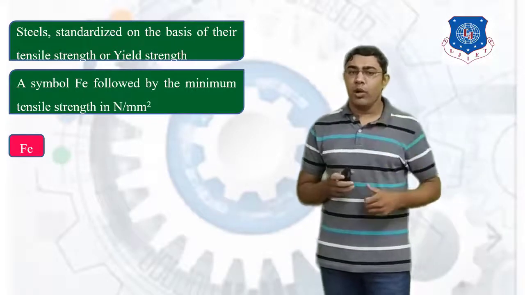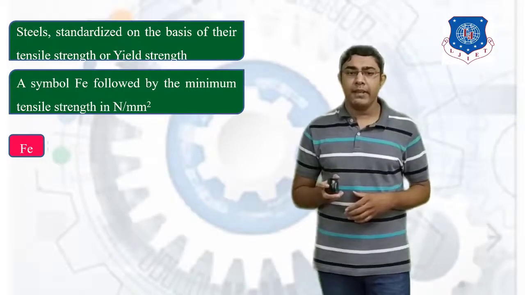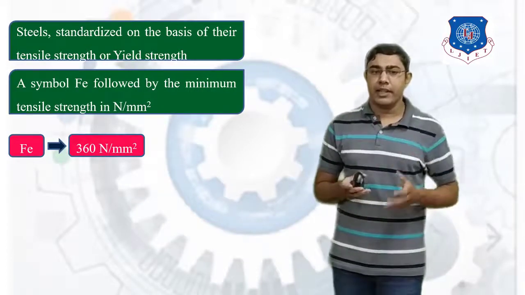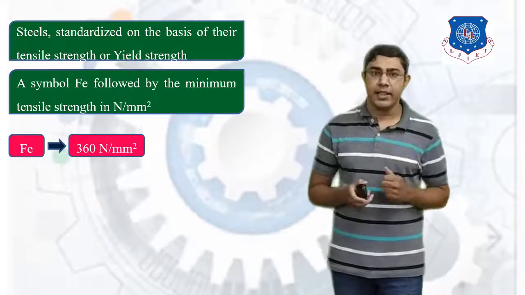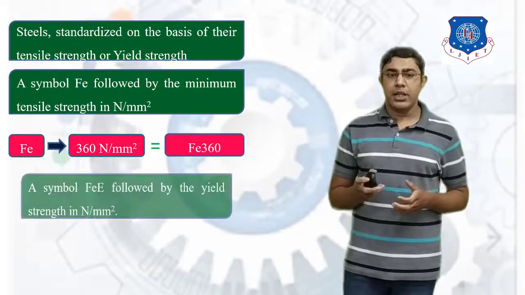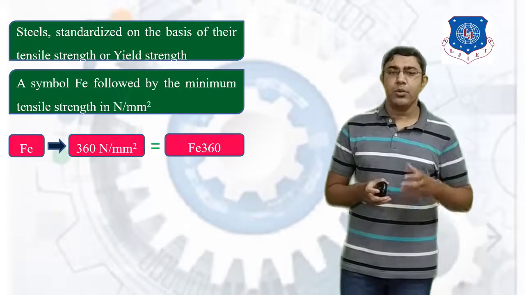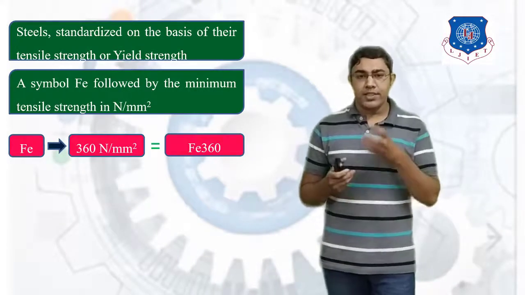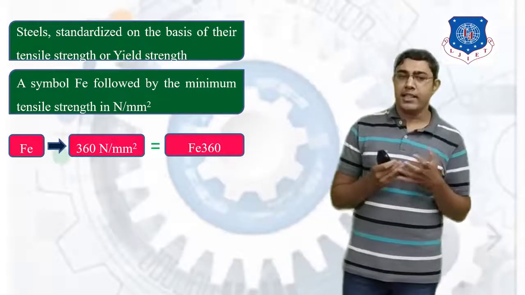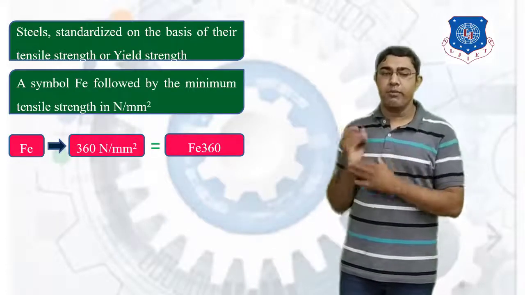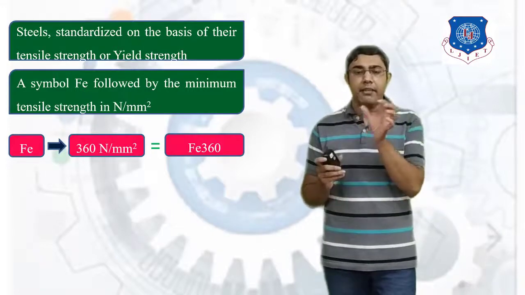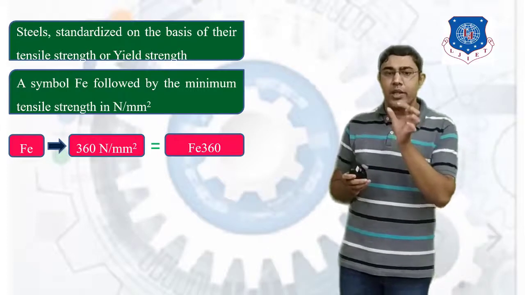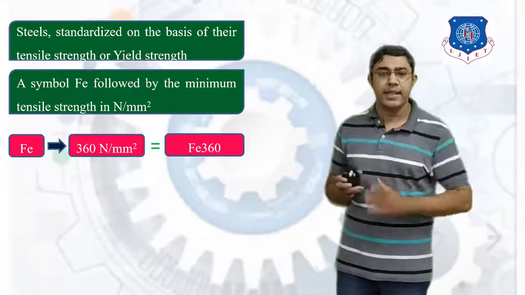So a symbol Fe is used followed by 360 Newton per mm square. That is the minimum tensile strength, and that is equal to Fe 360. So Fe 360 means what? Steel with minimum tensile strength 360 Newton per mm square. So whenever you write Fe 360, that means steel with 360 Newton per mm square minimum tensile strength.